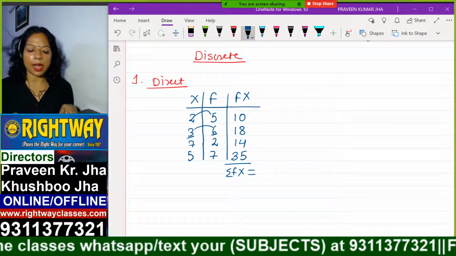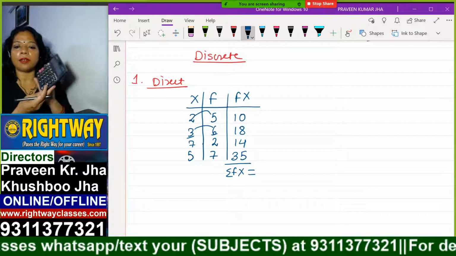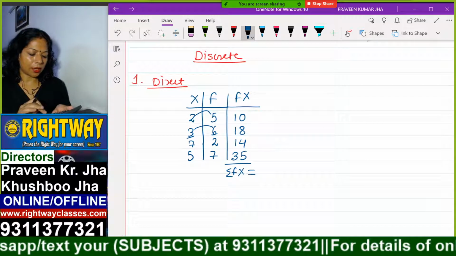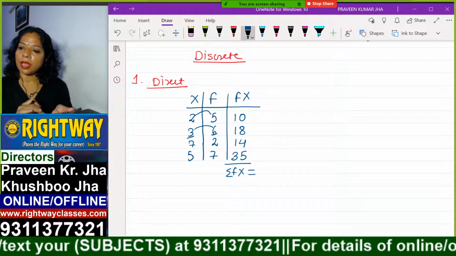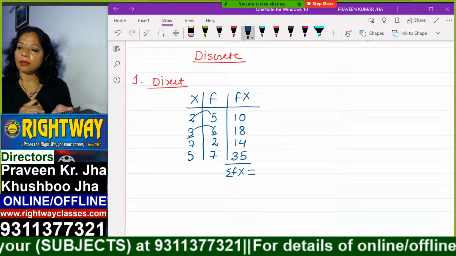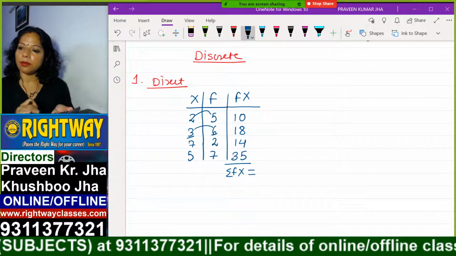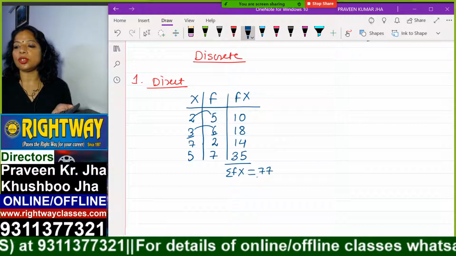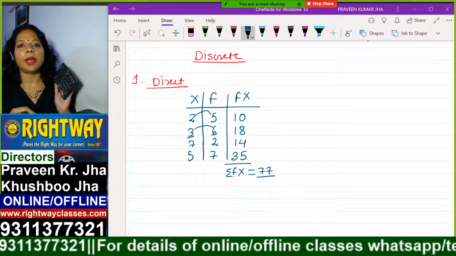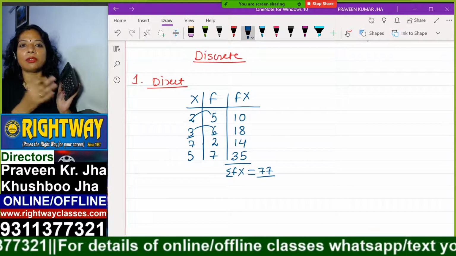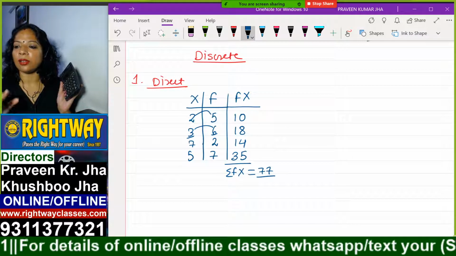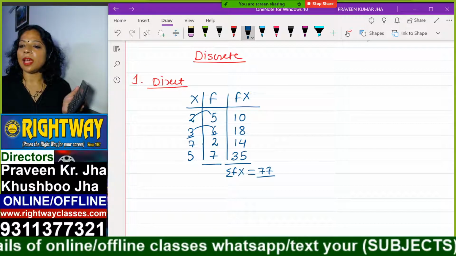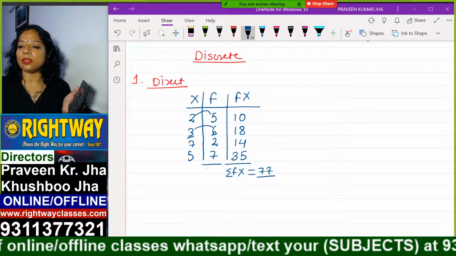Now you just add, you can use your calculator. I have my simple calculator and not scientific. 35 plus 14 plus 18 plus 10, that is 77. You should use a calculator, not your mind, because while you are using the calculator, your mind is also resting. That is also essential. Now see, what is summation f? 5, 6, 11, 2, 13, or 7, 20.